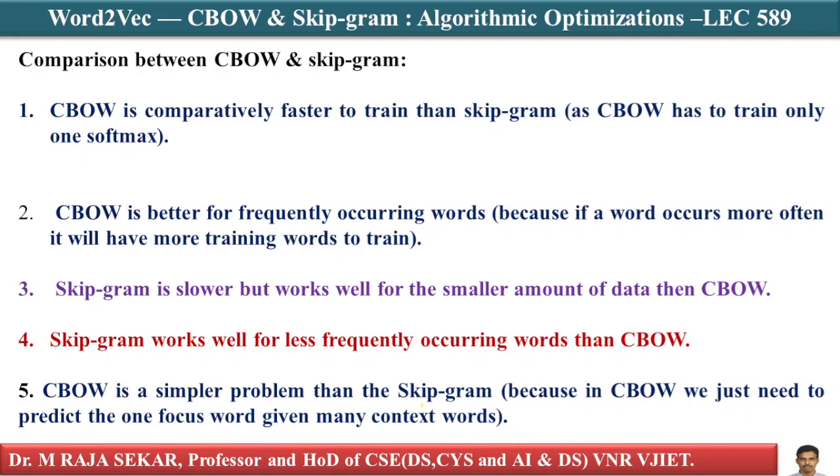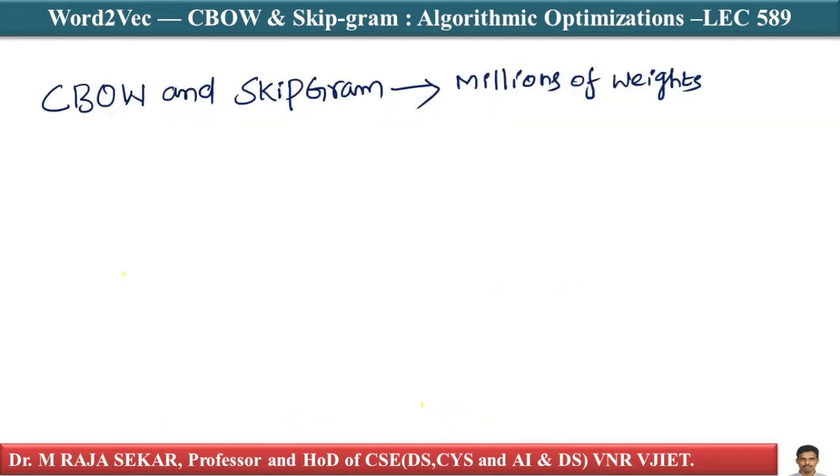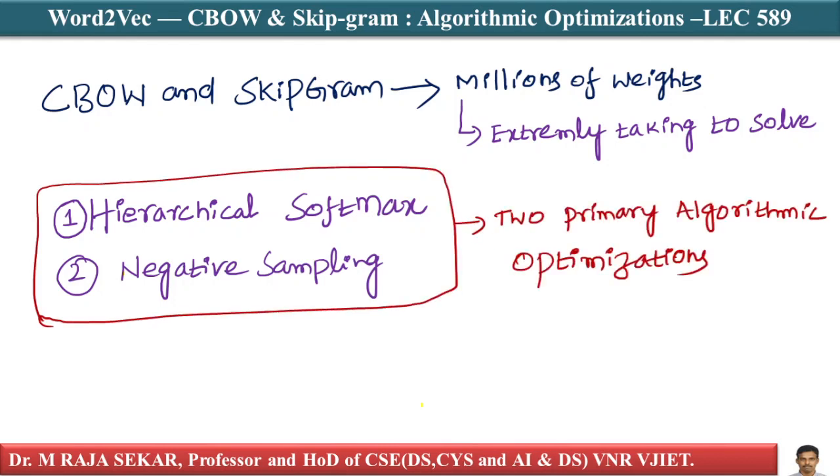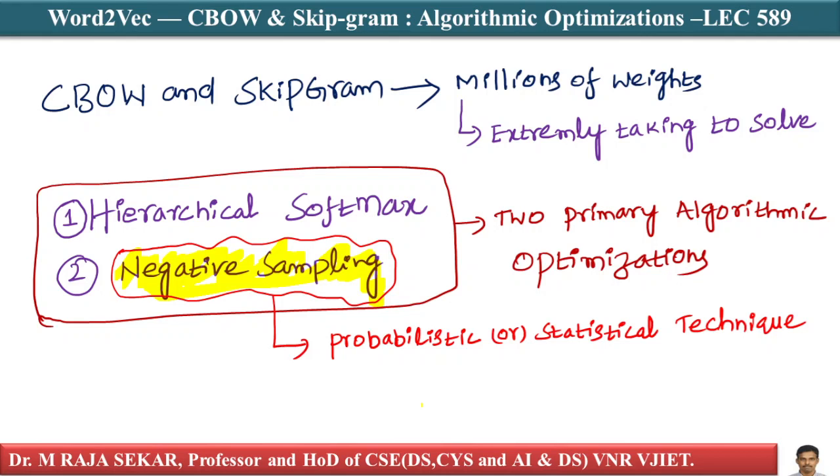If you recall, in the previous lecture, we saw both for CBOW and skipgram. There are lots of weights. There are almost millions of weights that you have to compute, which can make the problem extremely time taking to solve. So there are two primary algorithmic optimizations. One of them is called hierarchical softmax. Hierarchical softmax is an algorithmic hack. Second thing is called negative sampling, which is basically a probabilistic or statistical technique. Let's start with hierarchical softmax.